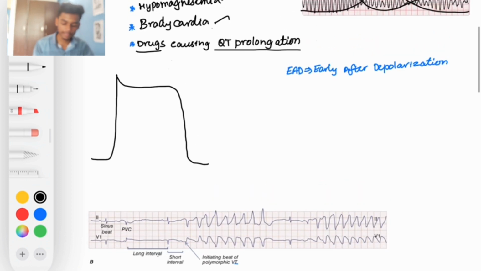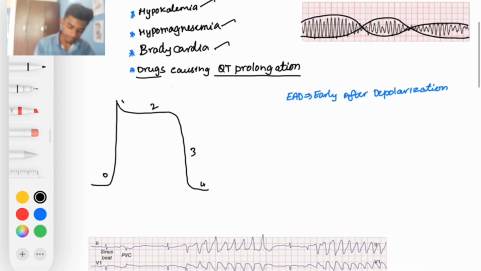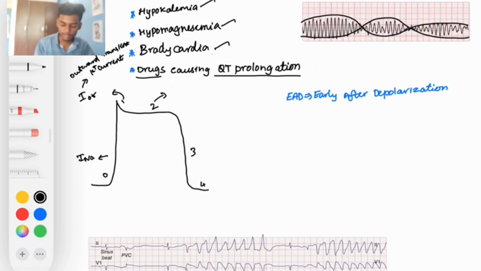Let's see the cardiac action potential. There are 5 phases: 0, 1, 2, 3, 4. The first phase, phase 0, is due to the sodium current. Phase 1 is due to the outward transient potassium current, and phase 2, the plateau phase, is due to three currents.